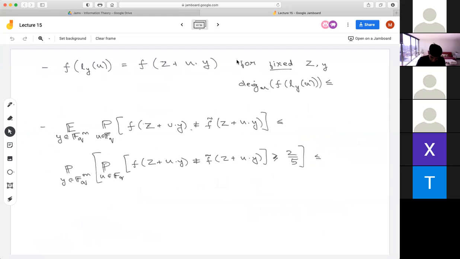Okay. And the next observation is that now let's fix both z and y. So z was given to us. We picked a random y and we fixed it. And now let's only think of u as varying. So we're just looking at the q points on this line. And u is a single variable, and I can think of f as a polynomial in this one variable u once I have z and y fixed. So it's a polynomial in z1 plus u times y1, z2 plus u times y2, and so on.